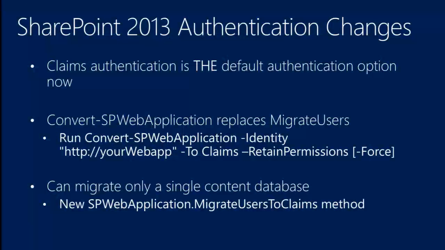So here's a simple example of how to convert an existing Windows Classic web app. You just run the commandlet and you pass it the web app to convert. You set the to parameter to claims and then use the retain permissions flag.